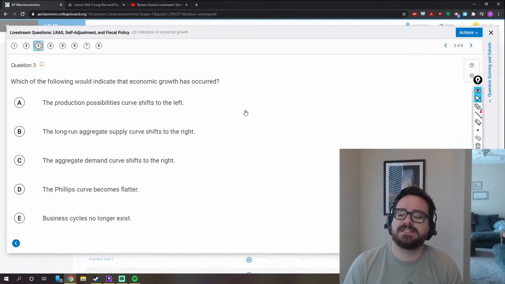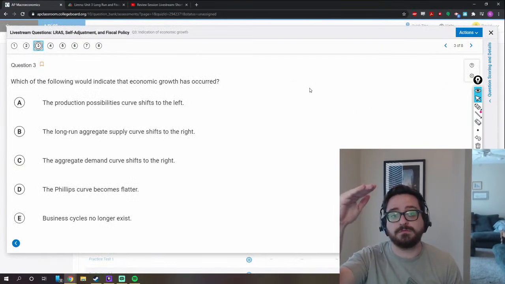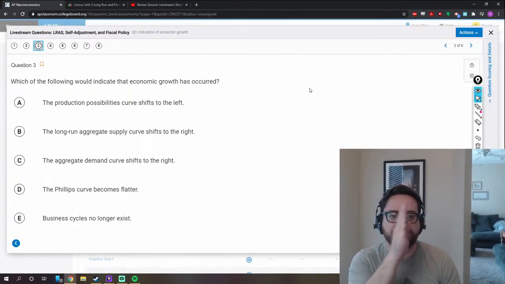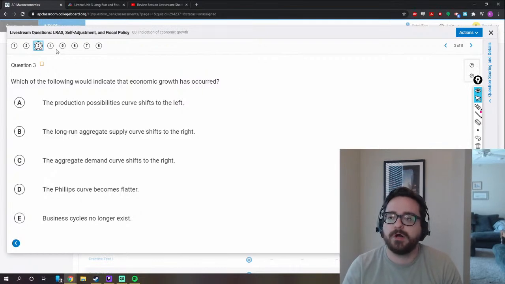A way to imagine it is like the production possibilities curve shifting outward is the exact same as the LRAS shifting rightward. Okay, I hope that helped, Mona.